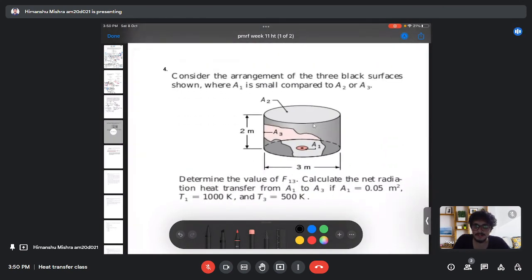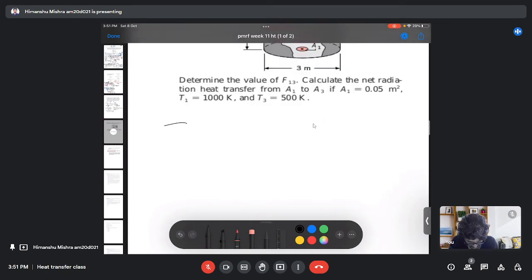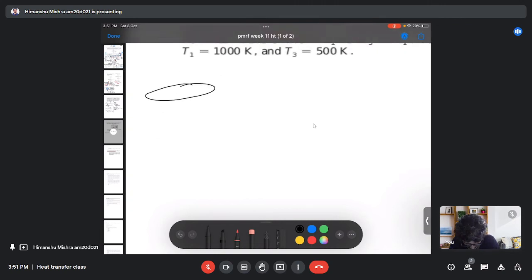In this question, consider the arrangement of the three black surfaces shown. Area A1 is small compared to A2 or A3. Determine the value of F13. Calculate the net radiation heat transfer from A1 to A3. We are given the area of A1 as 0.05 meter square, the temperature T1 as 1000 Kelvin, and T3 as 500 Kelvin. So we have been given the geometry here.